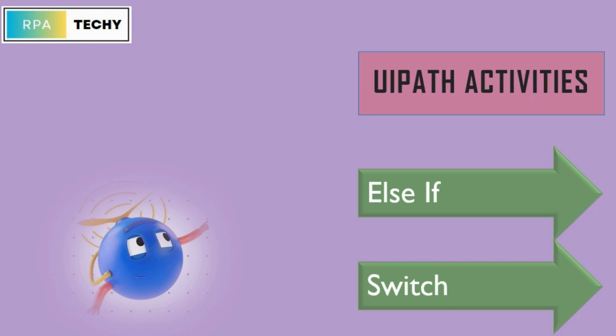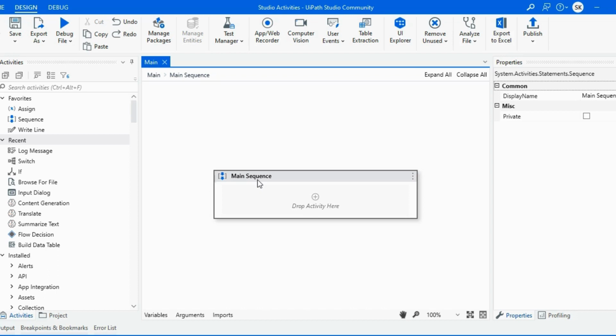UiPath Studio. Basically, the if activity we use to check a single condition, but if you would like to check multiple conditions, we use the else if activity and switch activity. Let's see how we can use the else if activity.